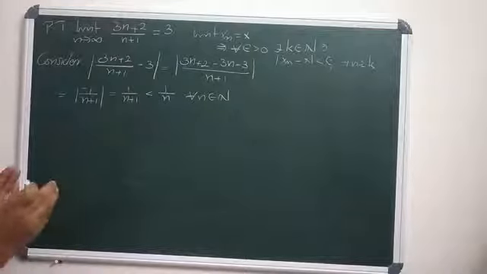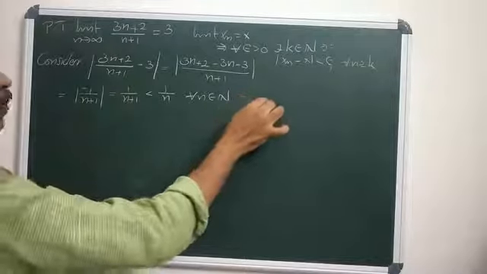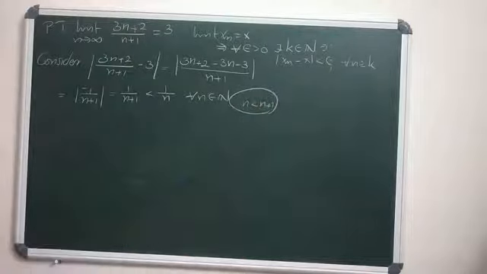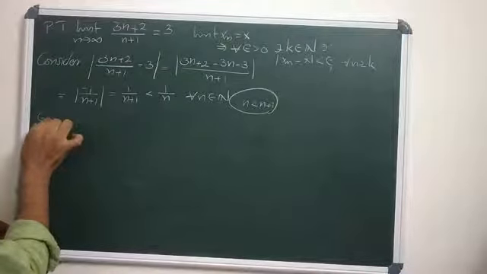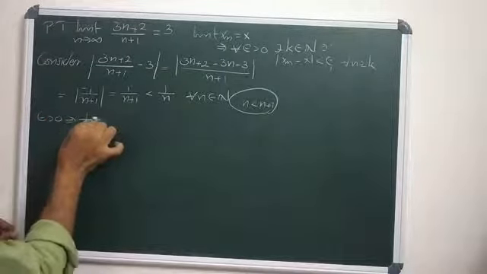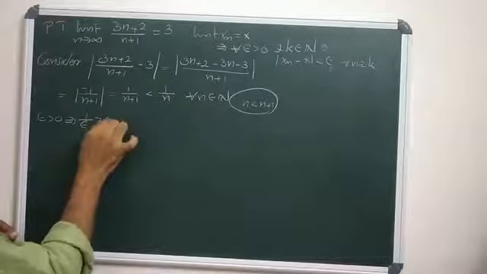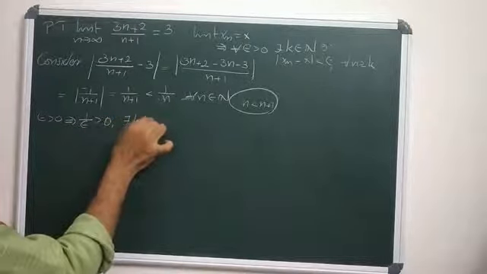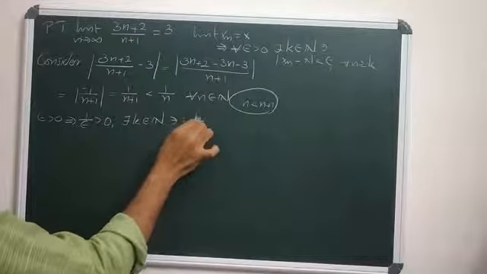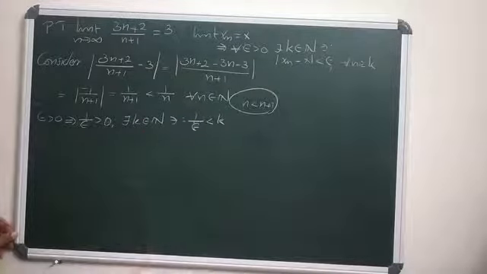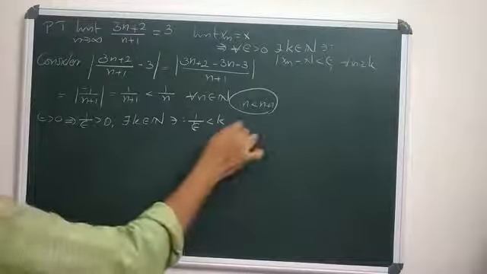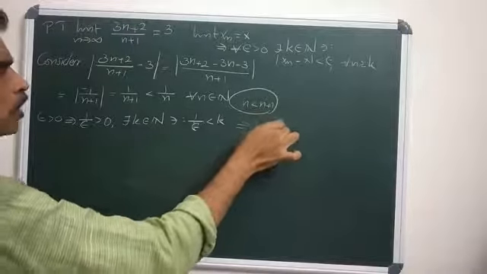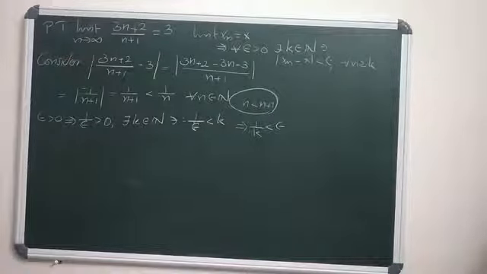Clear? Why? Because n is less than n + 1 for all n in N, so 1/(n + 1) is strictly less than 1/n for all n in N. Now, epsilon is positive, which means 1/epsilon is positive. Then by the Archimedean property, there exists some k in N such that 1/epsilon is strictly less than k. 1/epsilon less than k means 1/k is strictly less than epsilon. That is because of the Archimedean property.